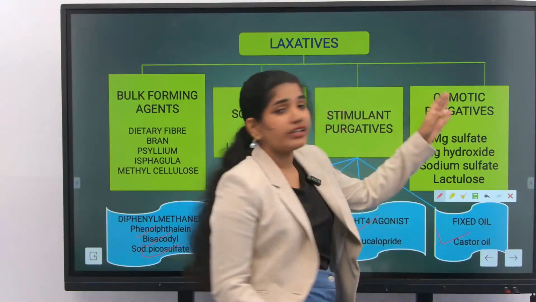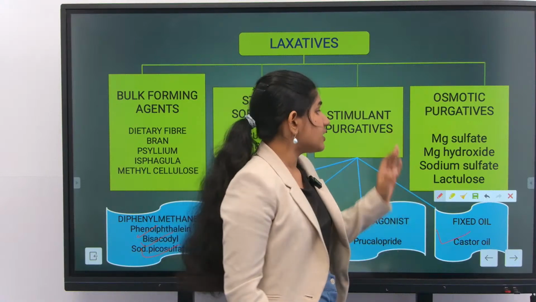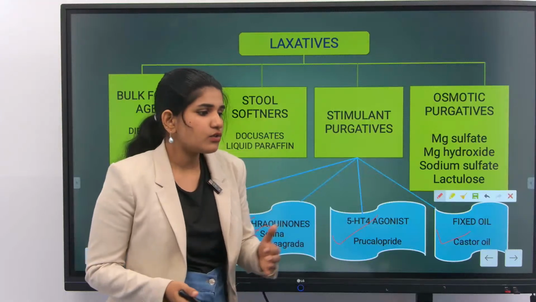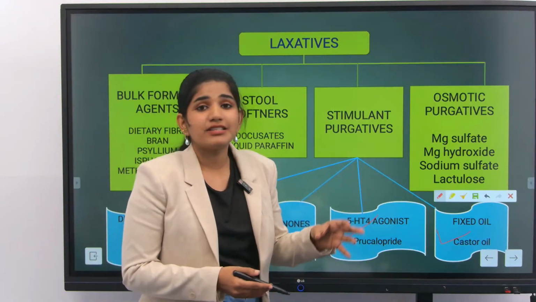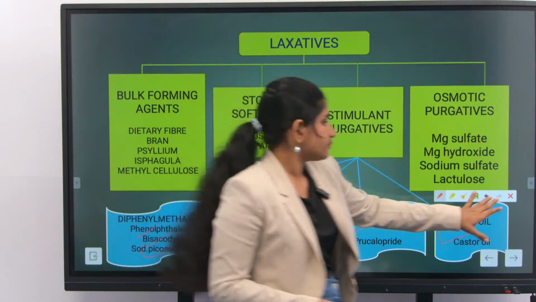Next one, osmotic purgatives. Which drugs come under the osmotic purgatives? That is magnesium sulfate, magnesium hydroxide, sodium sulfate, and lactulose. Lactulose is available in India under brand names, right? We can see the brand name. So these are all found.